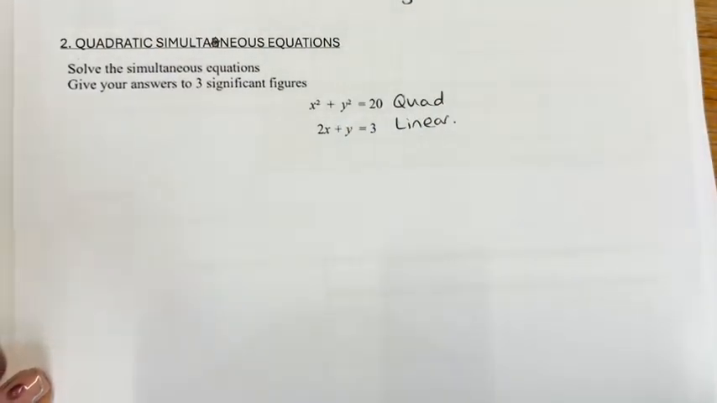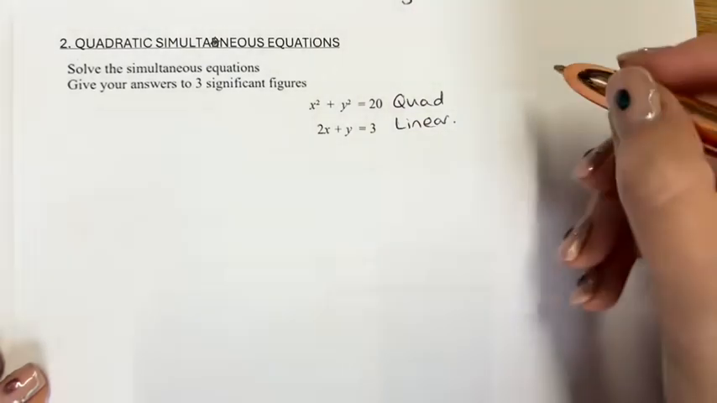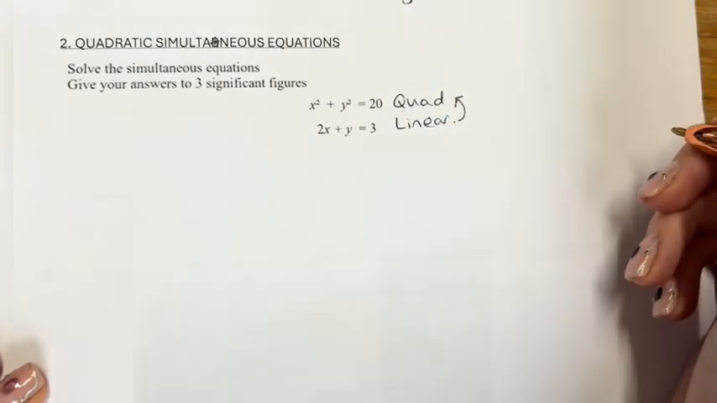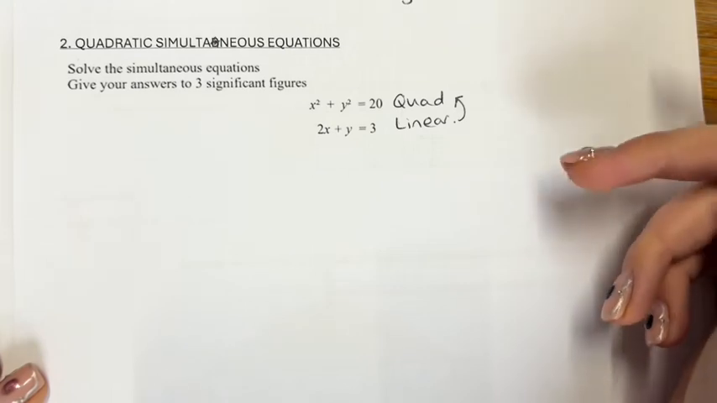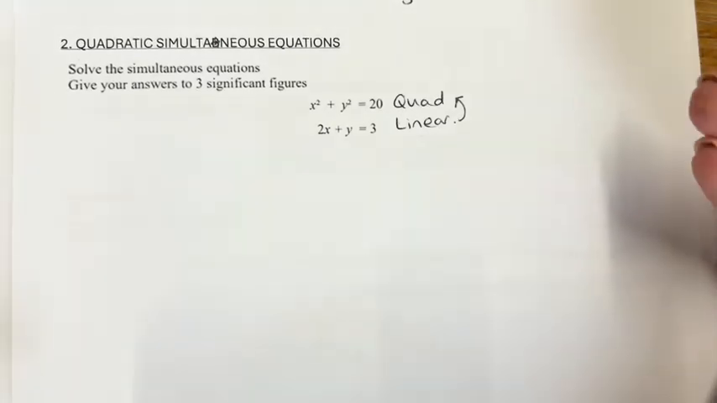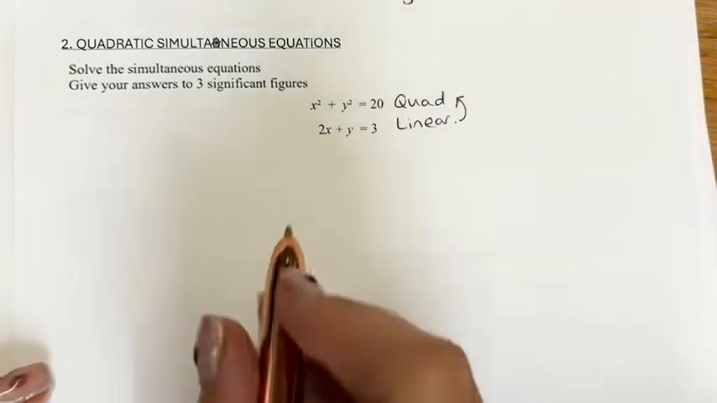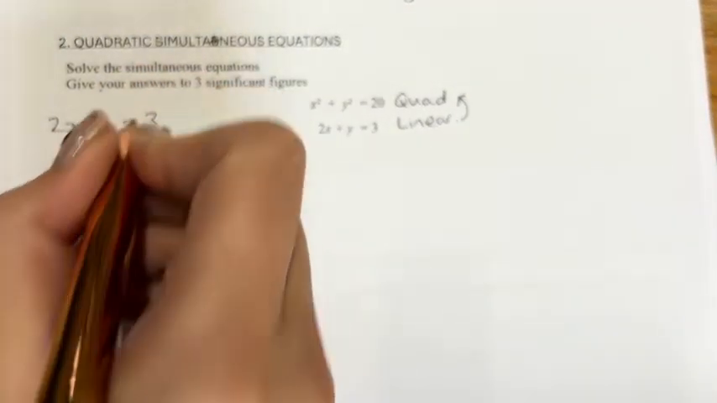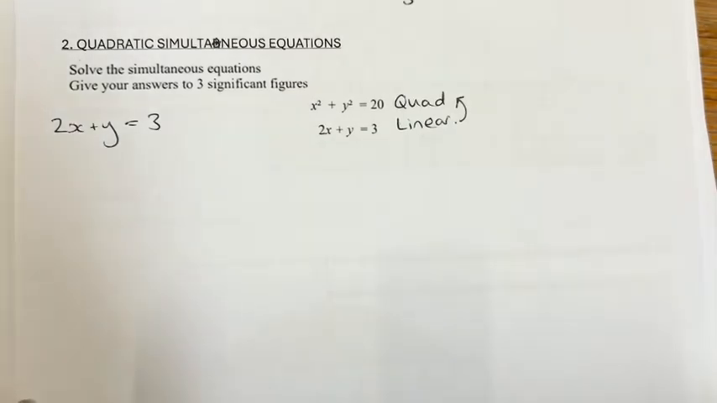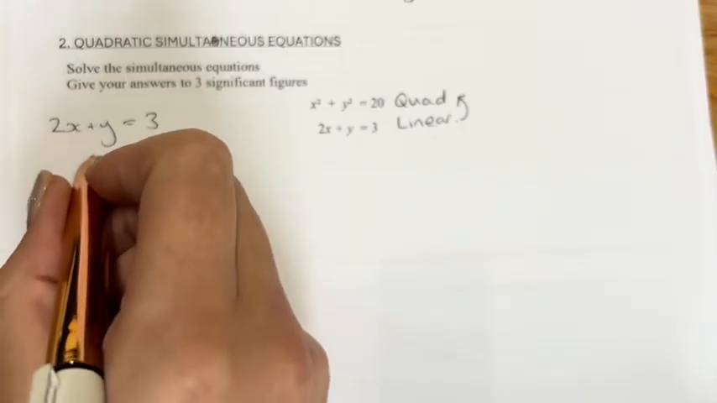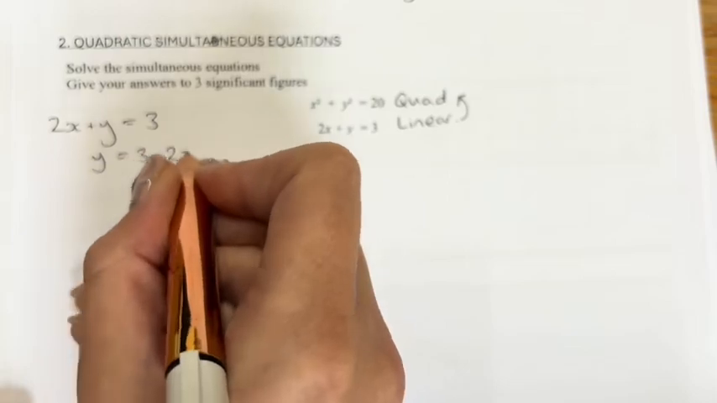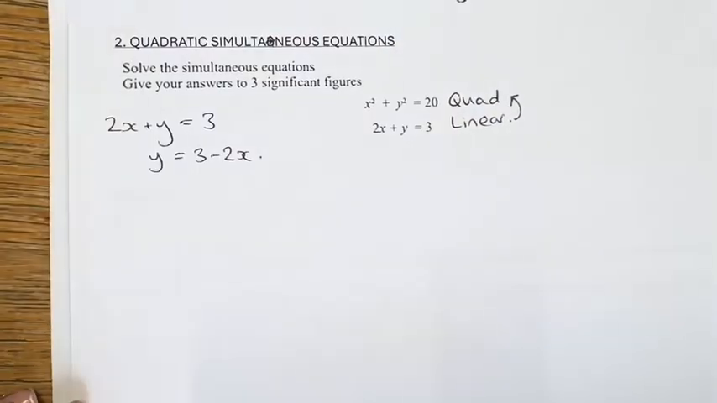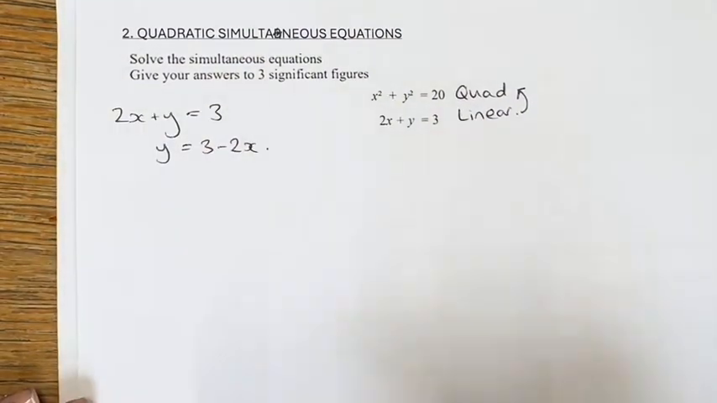So the first thing I have to do is remember that I'm putting the linear into the quadratic, which means that my linear has to have x or y as the subject. Now the easiest thing to do with this linear, because it's 2x plus y equals 3, is to make y the subject by just subtracting 2x from each side. I don't know why it keeps going blurry, I'm sorry. So now y is the subject.